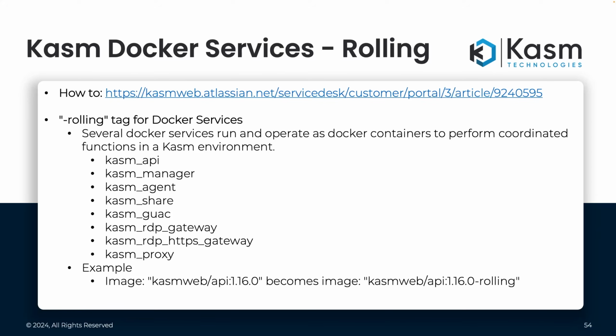But these functions, the CHASM API, Manager, Agent, Share, the Guac, RDP Gateway, RDP HTTPS Gateway, and Proxy, when we installed this in the single server install, it just installed with the default 116 tag. It may be good practice here as well to add the rolling tag so that these things can be updated when updates are available. And so the example here would be updating the image from CHASM Web /API 116 to CHASM Web /API 116-rolling.